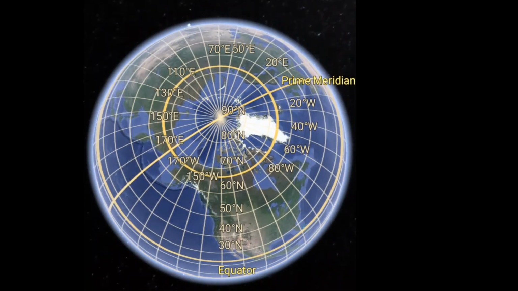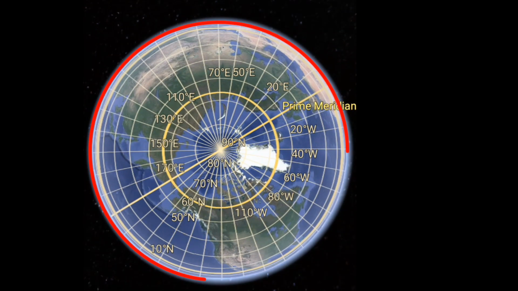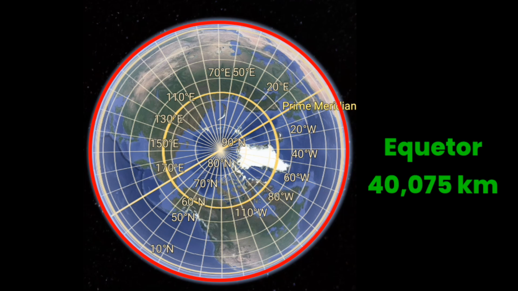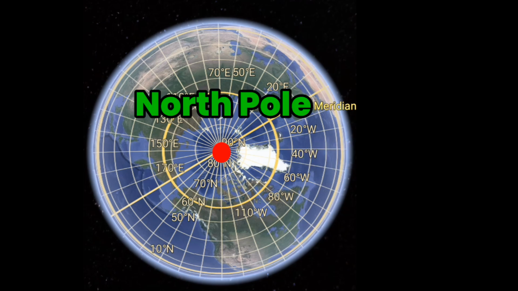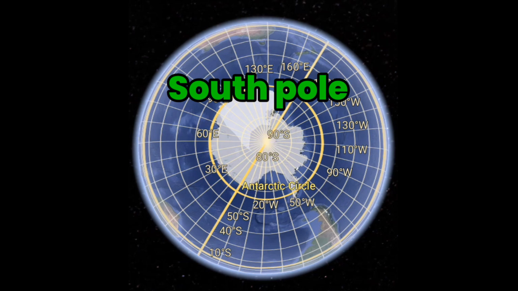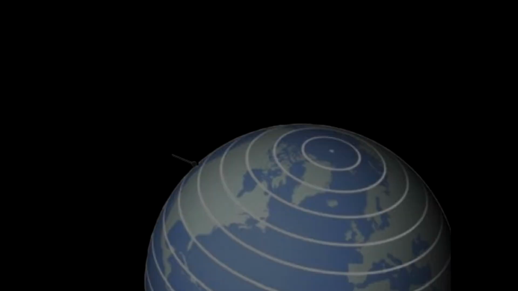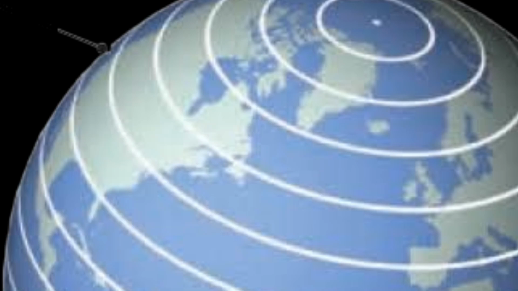All lines of latitude are circular, with the largest line of latitude being the equator. The equator is the midline, with a total length of 40,075 kilometers. As we move north or south, the length of these lines decreases, and the 90-degree latitude line becomes a point. This line is known as the North Pole in the Northern Hemisphere and the South Pole in the Southern Hemisphere. The average distance between each line of latitude is 111 kilometers.